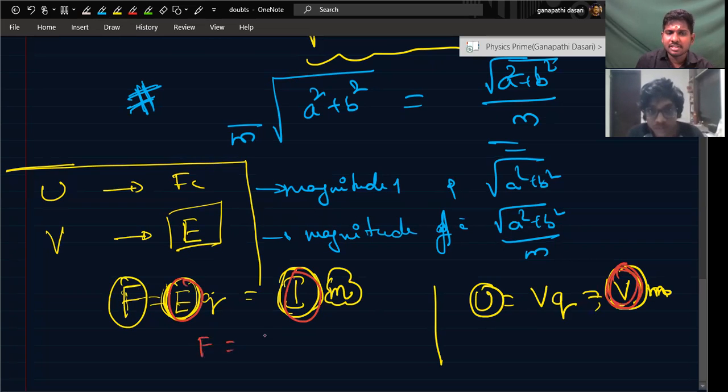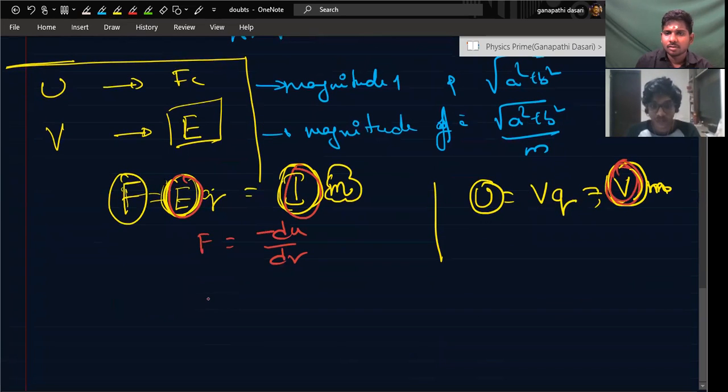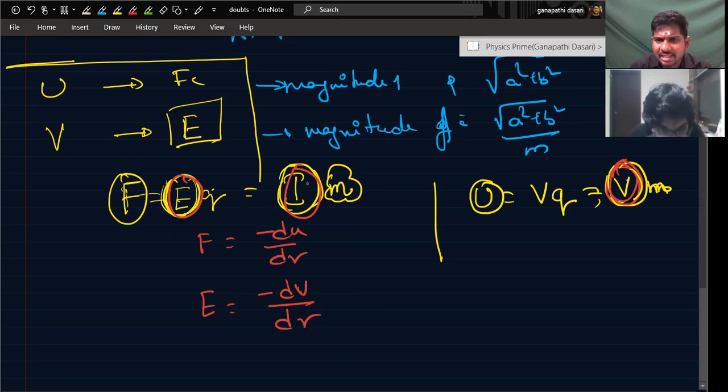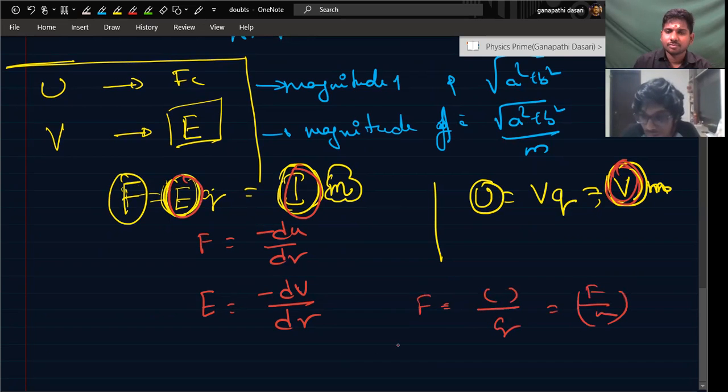Suppose F is equal to minus dU by dr. Then the electric field is equal to, instead of potential energy, you write dV by dr. Did you study this or not? Field is nothing but force per unit charge, or otherwise force per unit mass. So relations can be done.